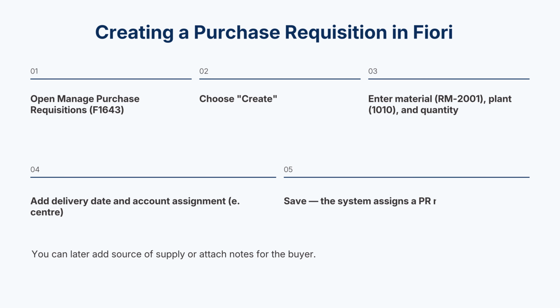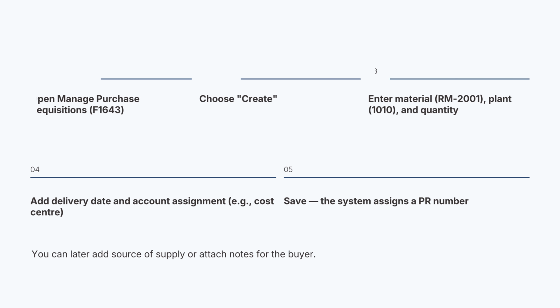Creating a purchase requisition in Fiori. Let's create a PR manually. In Fiori, open Manage Purchase Requisitions F16043 and click Create. Enter material RM-2001, quantity 500, plant 10 and delivery date 1 week ahead. Add a purchasing group and cost center if applicable. Save. The system generates a unique PR number and records your request instantly.